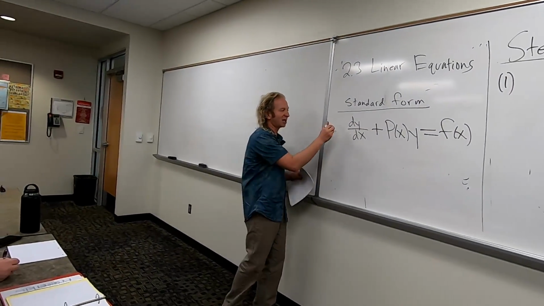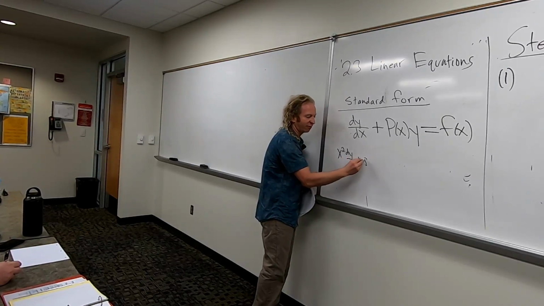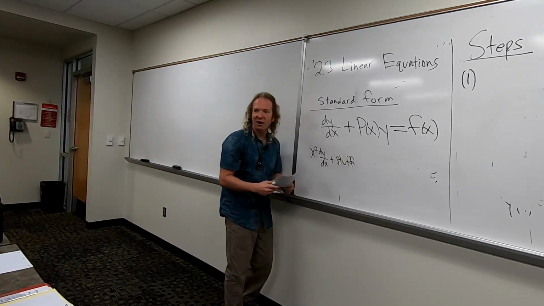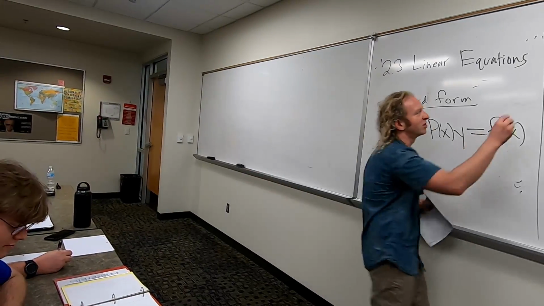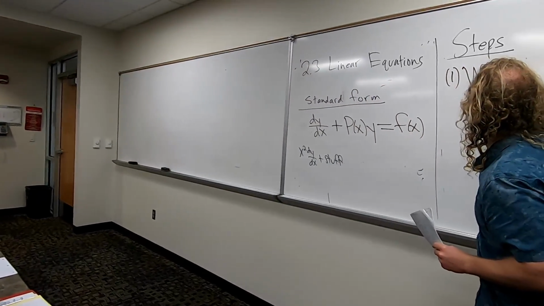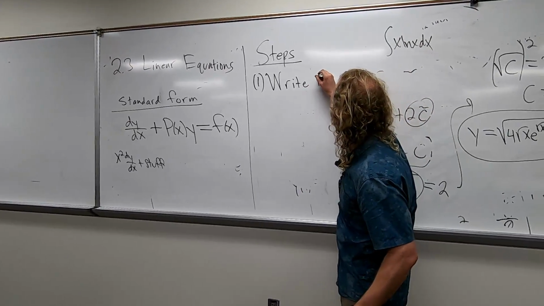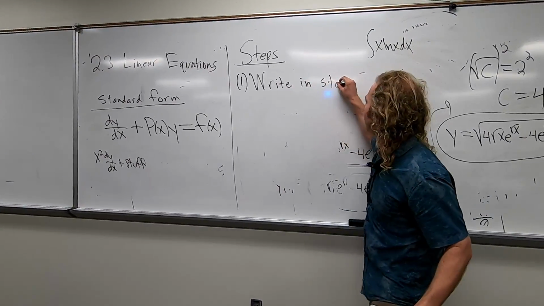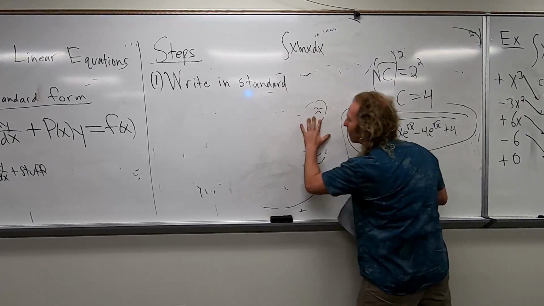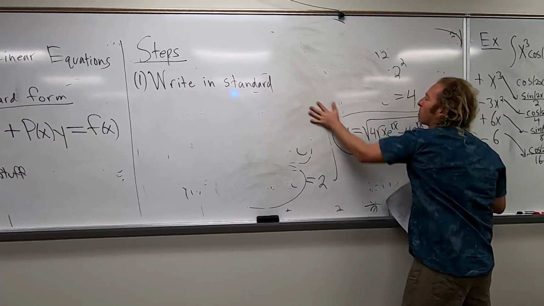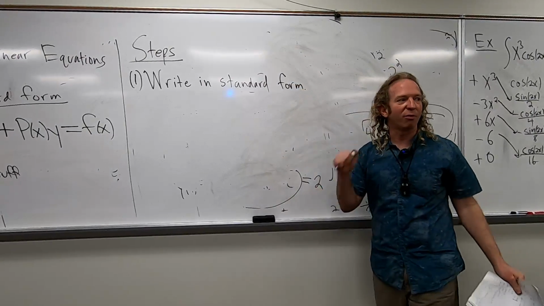Step 1 is to make sure it looks like this. So if you had something like x squared dy dx plus some stuff, you would have to divide by x squared, right? Very key. So write in standard form. Okay, so that's step 1.